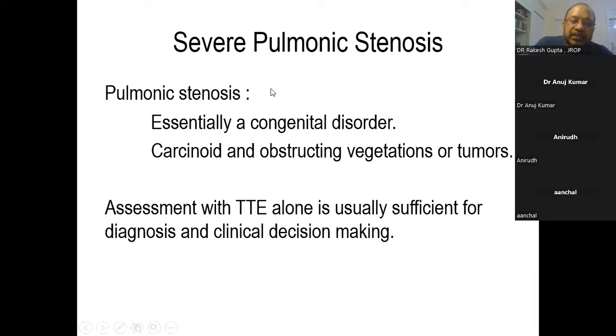Now causes, essentially congenital. It is associated with multiple lesions: isolated pulmonic stenosis, VSD with PS, tetralogy of Fallot, trilogy of Fallot, many conditions where we find this kind of abnormality.